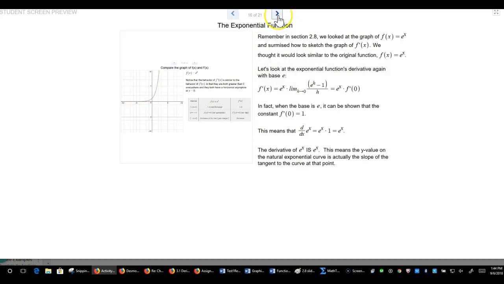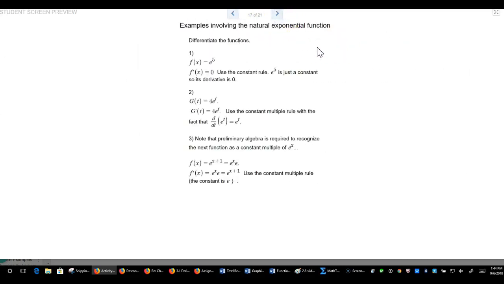The last couple slides may have been unnerving. Good news is that actually doing the problems is just a lot easier. So let's look at some examples. So f of x equals e to the 5th. Okay, that's just a constant because e is a constant. So the derivative is 0.